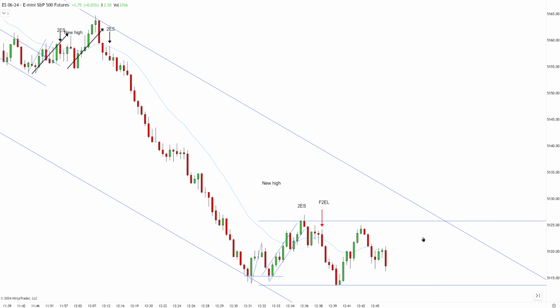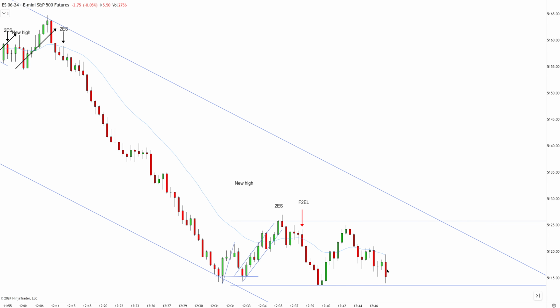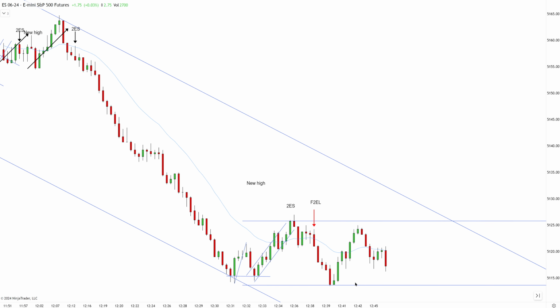Okay, we're correcting, no real setup here. Okay, now we have a failed second entry long, but it feels too far down. Now we even have a lower high confirmation setup of the second entry short: new low, first entry short, pullback, second entry short. But the problem is, the bar is quite big, 4.75 again. Had there been at least no tail at the bottom, so the bar is a little bit smaller and you have some room to scalp out.